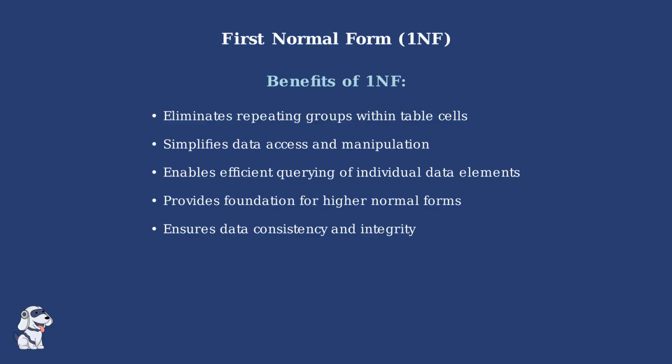First normal form is the essential first step in database normalization. Every well-designed relational database must achieve 1NF before progressing to higher normal forms.